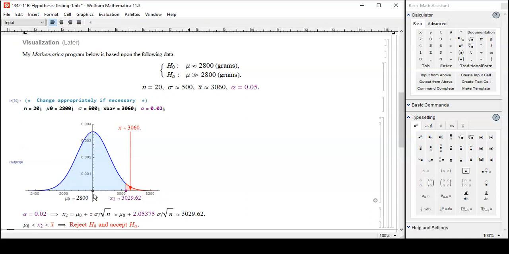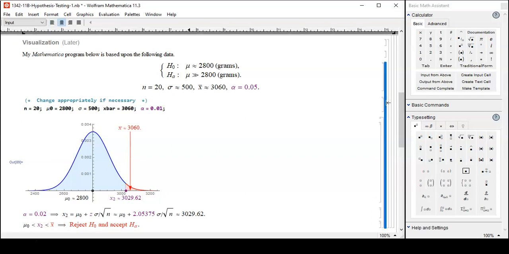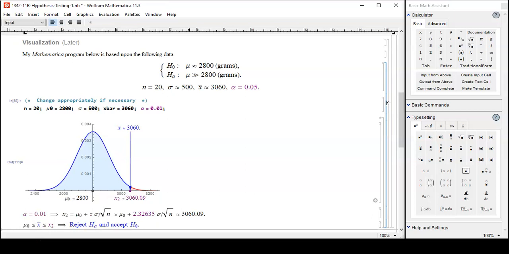And even with a 2% chance of making a type 1 error, I got 3060 in the red region, so too far away from the null, so I reject it and go to the alternative hypothesis. What if I change to 1%? It's too close. So close that I don't want to consider that.